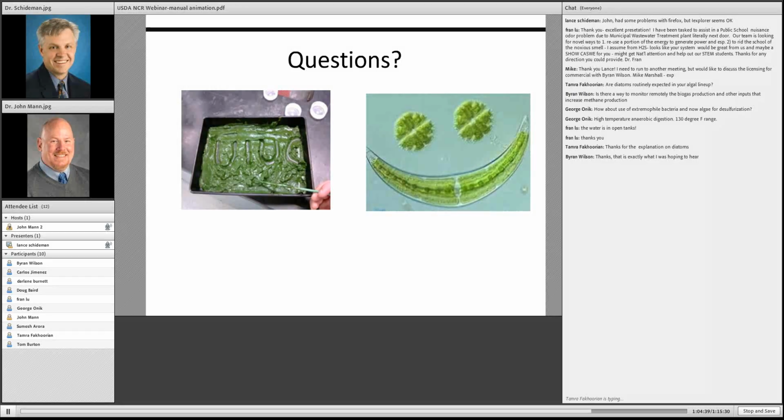Okay, the next question, it's also from George, and I'm not sure quite how to frame this, but it looks like it's related to high temperature anaerobic digestion, 130 degree Fahrenheit range. Yeah, I mean, I've not worked in that high of a temperature range. We almost always work in the mesophilic range. Occasionally, we've worked in the thermophilic range, and I guess you could get up pretty close to 130 with that.